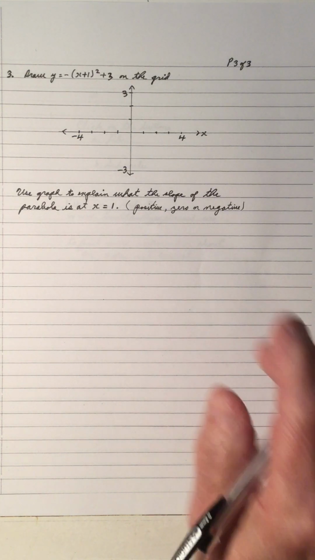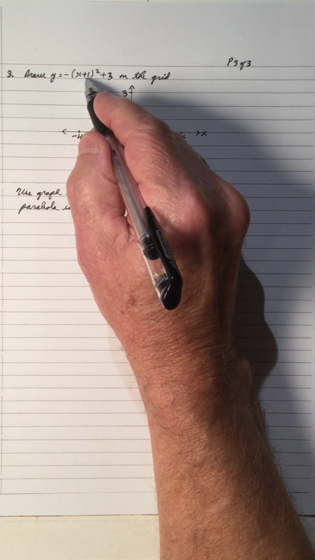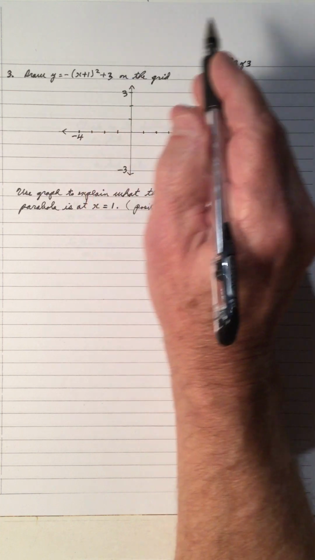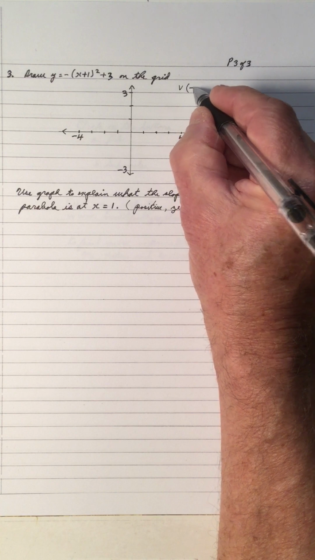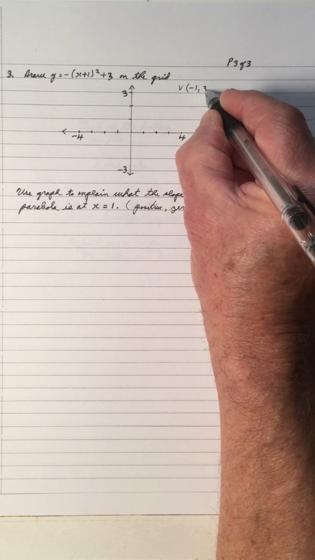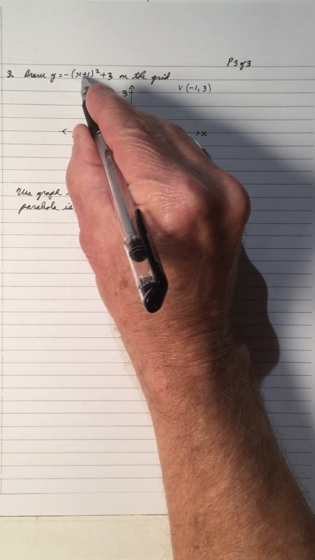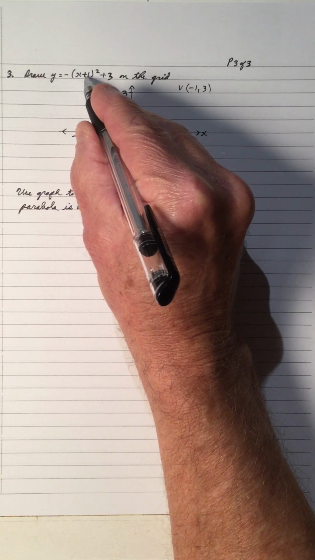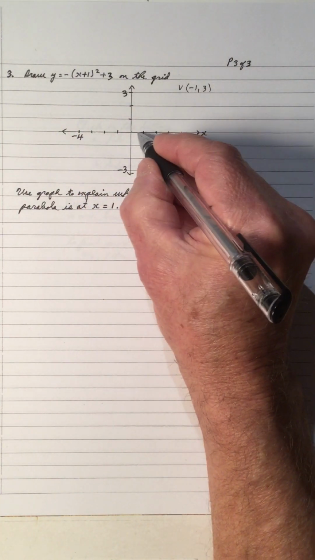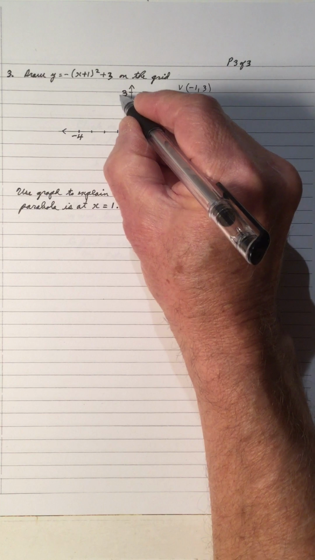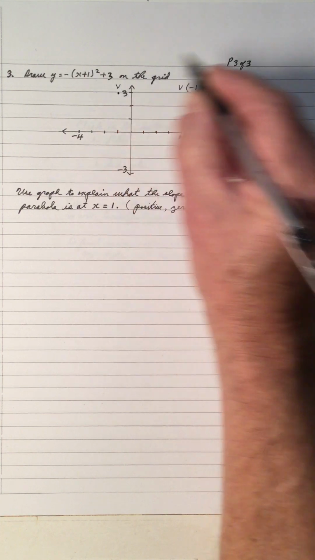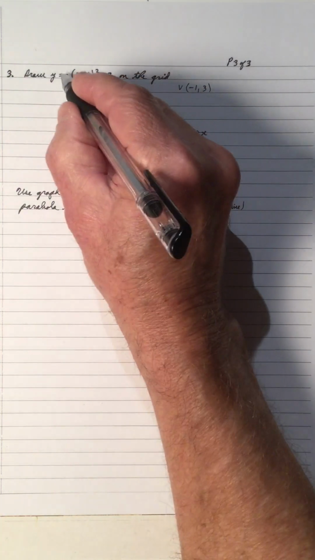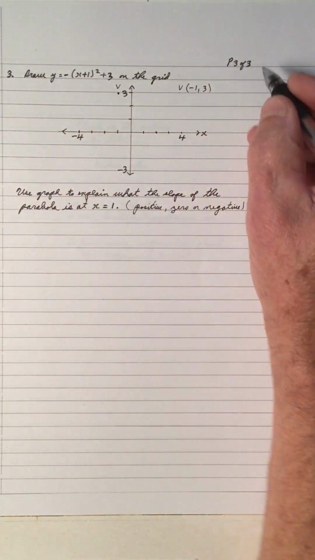Draw y equals negative (x plus 1) all squared plus 3 on the grid. Well, right away we have a vertex of negative 1, 3. The vertex is opposite of this one, which is negative 1, so y is 3. So negative x is negative 1, y is 3. So the vertex is right there. That's the vertex. And because this is negative, it will go downward.